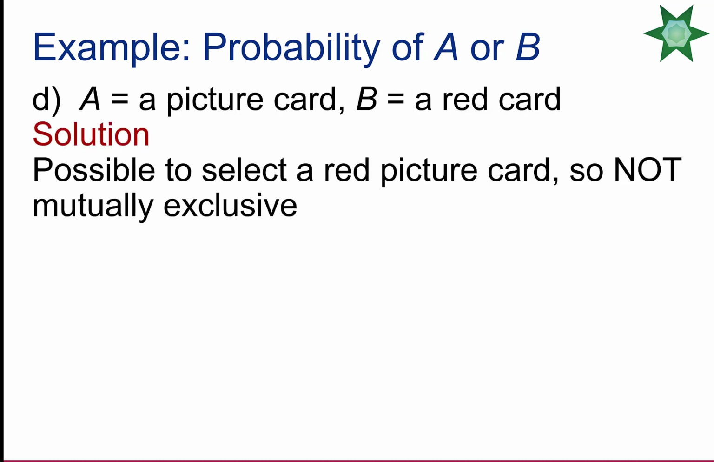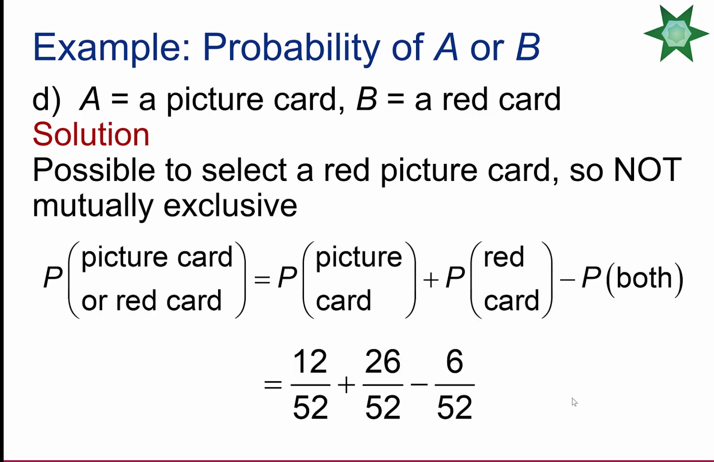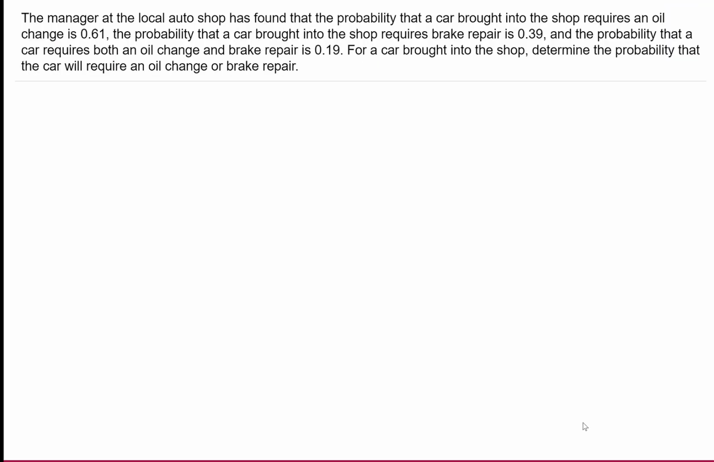These are not mutually exclusive because there are red picture cards, so we're going to use our addition formula. 12 picture cards total out of the deck of 52, 26 red cards, and then there are 6 red picture cards, so we have to subtract 6 over 52. We simplify that, we get 32 over 52, which simplifies to 8 out of 13.